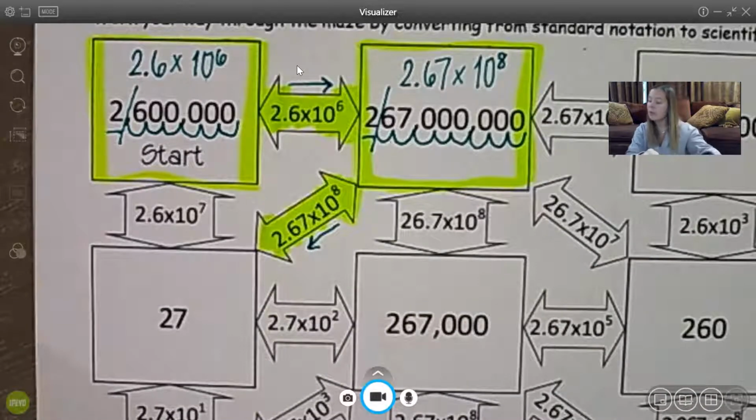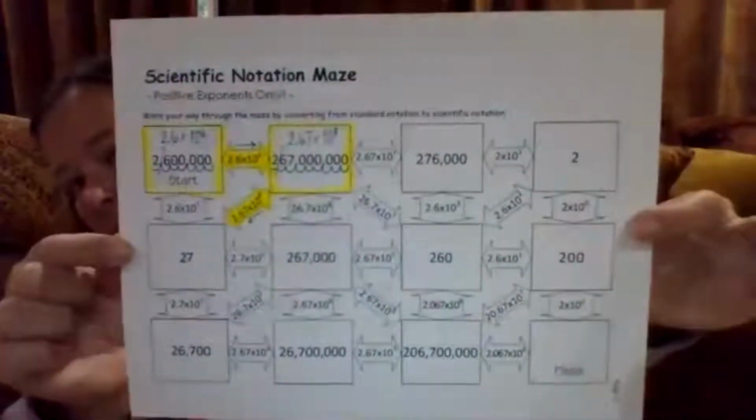Okay. When you are done with the maze, and page 7 is your only homework, page 7, when you're done with the maze, you are going to open your launcher, go to camera, take a picture of your maze, and submit it on Canvas. That is your homework assignment for today.